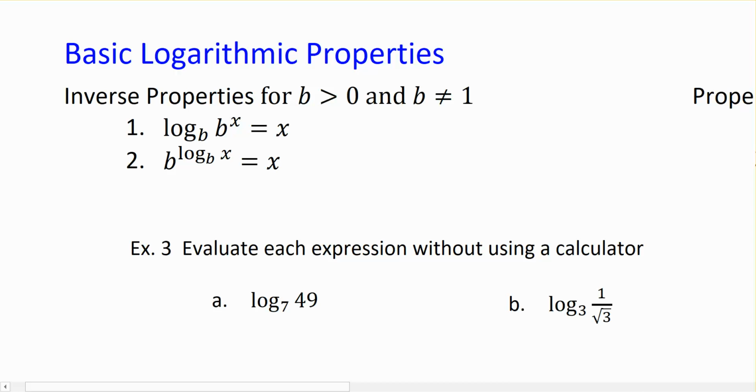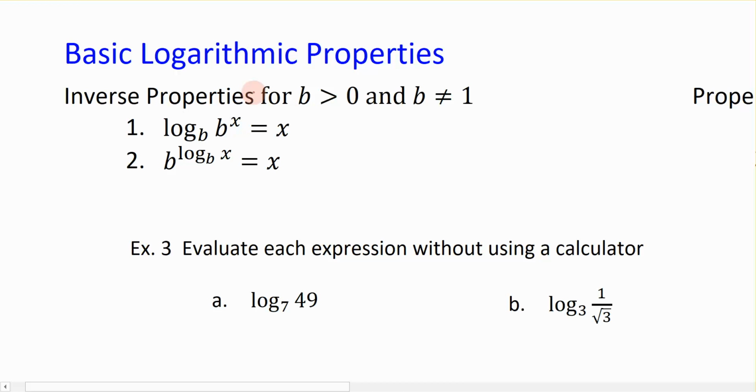So in this video, we want to be able to evaluate some expressions without using a calculator. In order to do that, we need to be able to apply these basic log properties. This first set of properties that we're looking at has to do with inverse properties.